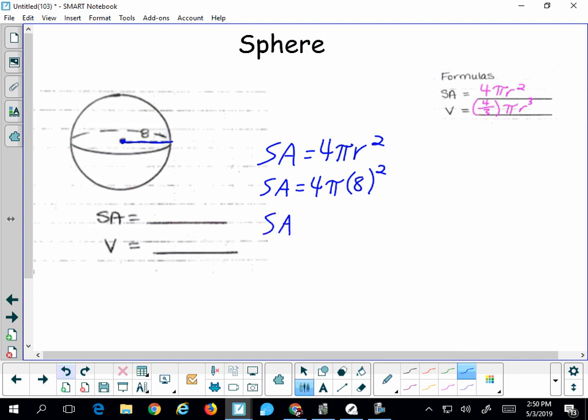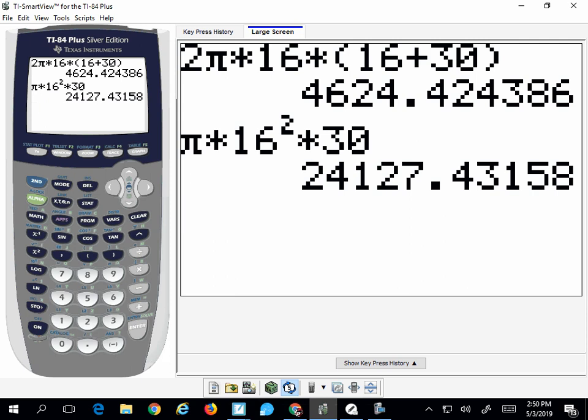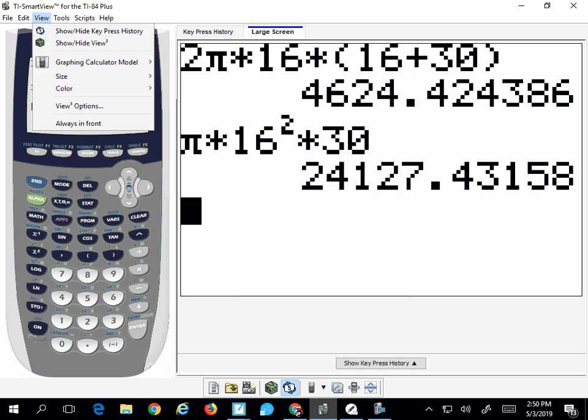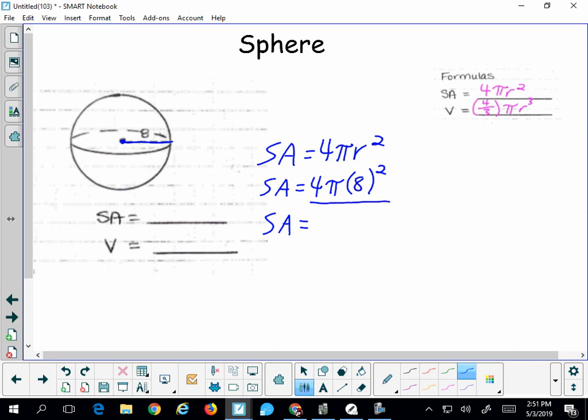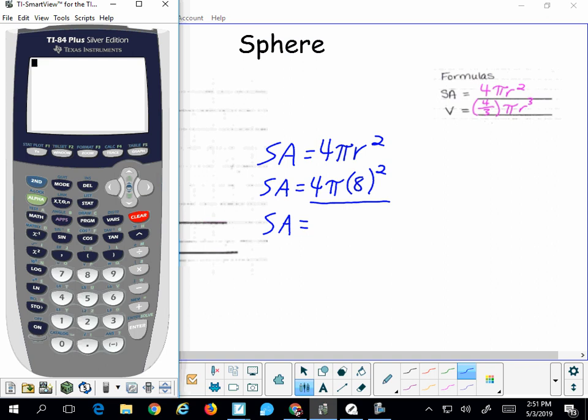Once we get that put into our formula, the next step is go to your calculator. I don't want to see everything here, so I'm just going to hide that part of it. What I type into the calculator is exactly what I have right here, 4 pi 8 squared. So that's going to look like this. And here's how I recommend putting it in the calculator. If you have a particular way to do it, do what's comfortable for you. But here's how I like to put these in the calculators.